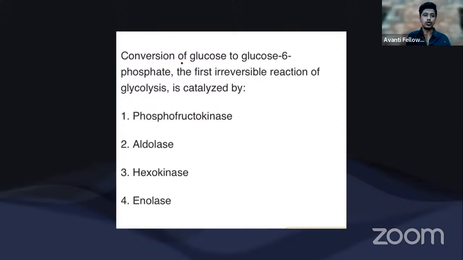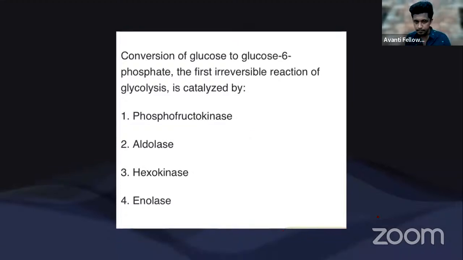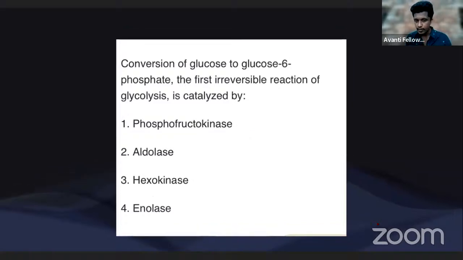Conversion of glucose into glucose 6-phosphate, the first irreversible reaction of glycolysis, is catalyzed by which enzyme? Phosphofructokinase, aldolase, hexokinase, or enolase. While discussing this topic, I told you the one enzyme that you have to remember is this. So the same question is asked here. Correct? Can you observe that pattern? Yeah.